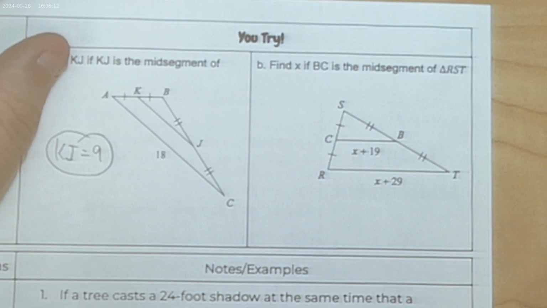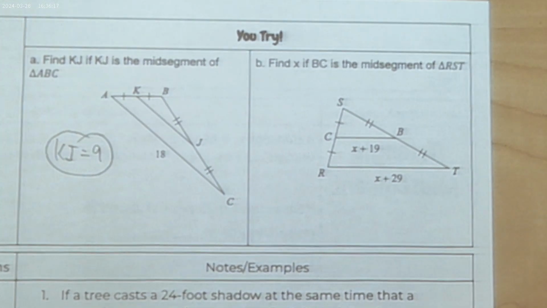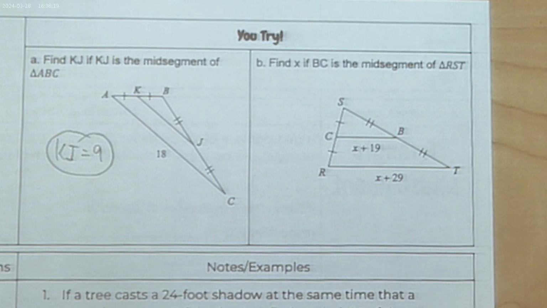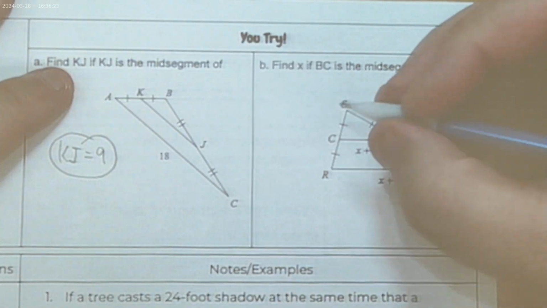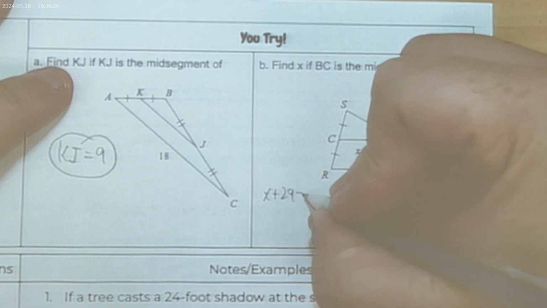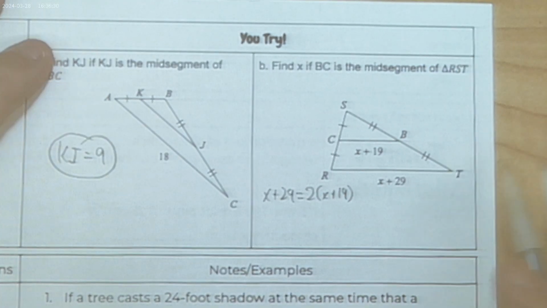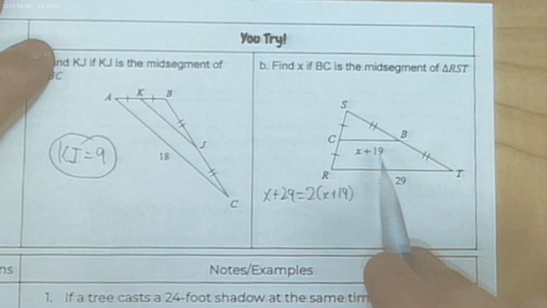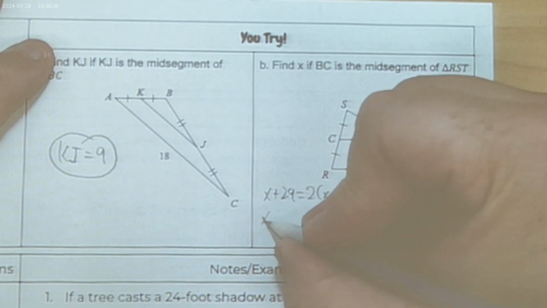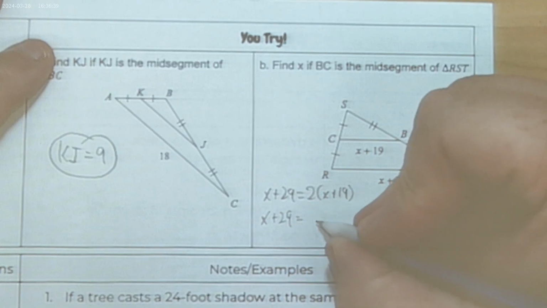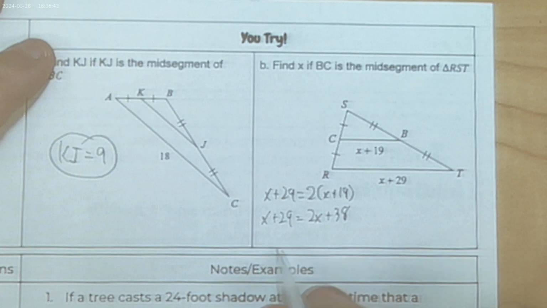All right, find x if BC is the midsegment of triangle RSG. All right, here we go. Okay, getting a little bit more complex with the algebra. Still not too difficult, relatively speaking, but we'll go ahead with this one. All right, so x plus 29 equals 2 times x plus 19. Because again, if this is the midsegment, then this is going to be 1/2 of whatever this one is. All right, so x plus 29 equals 2x plus 38. I'm going to move some x's around.